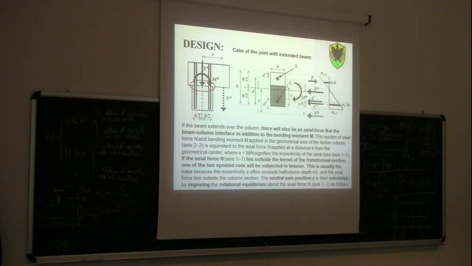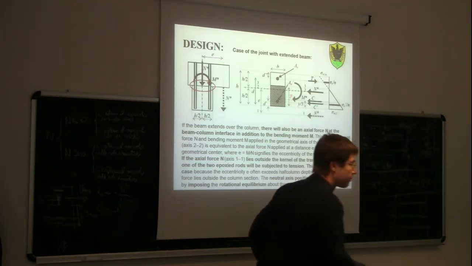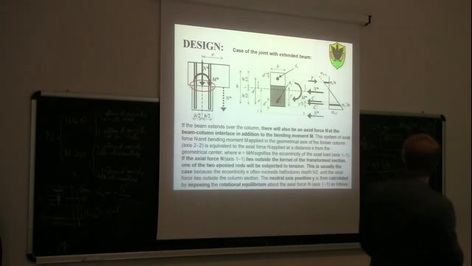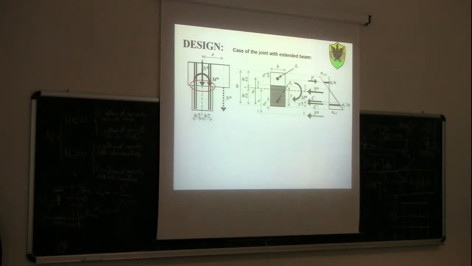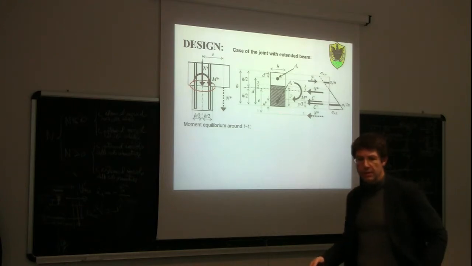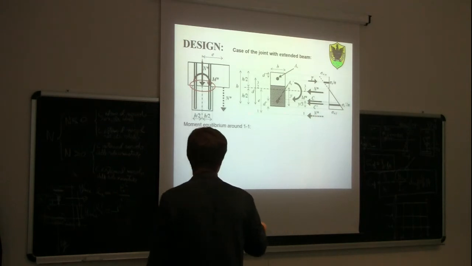Now the problem is to find out the position of the neutral axis. If you remember, this is a problem since we don't know at the start which part of the cross-section is compressed and which part is in tension. We need to find the position of the neutral axis, this quantity y. To find it, we can write down the equilibrium of the bending moment around this line 1-1, the position of the eccentric axial force.